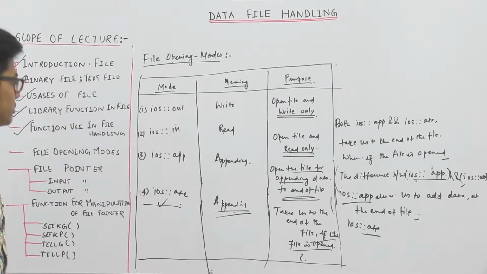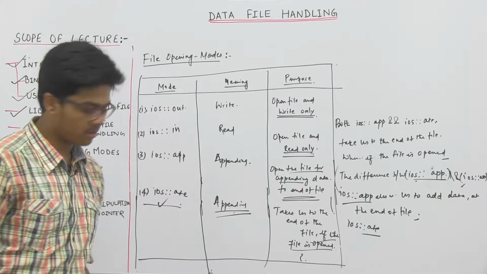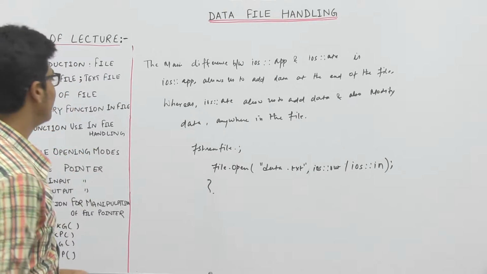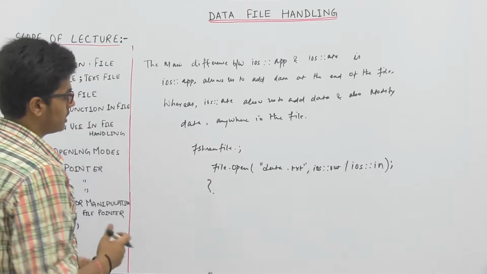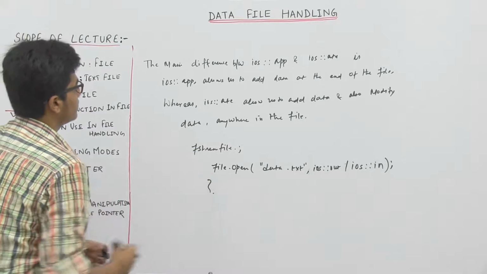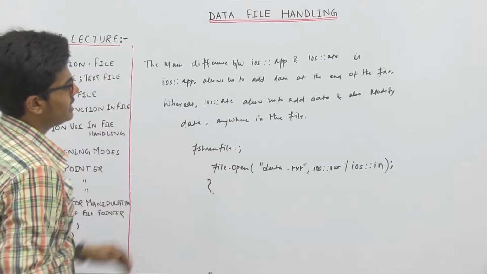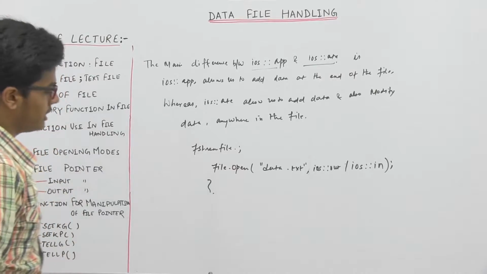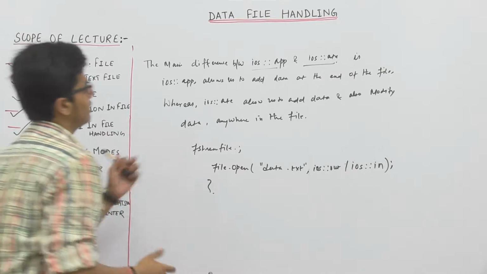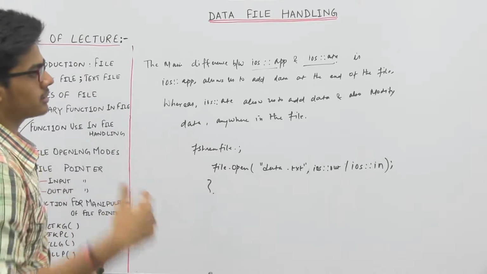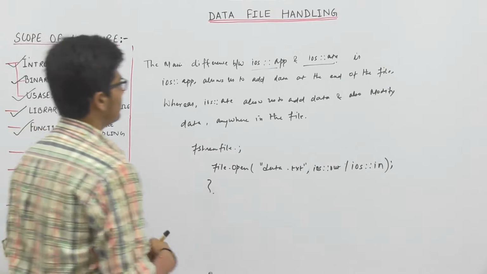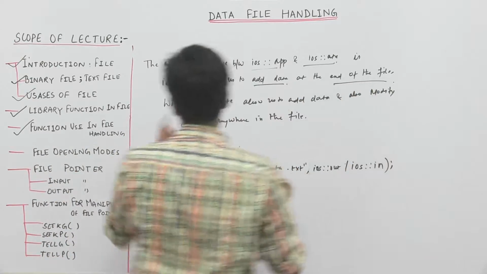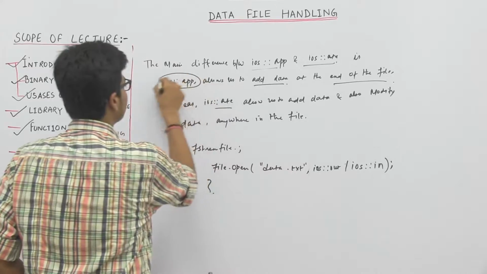So here are the four different file opening modes. We already studied the different types of file opening modes: ios::out, ios::in, ios::app, ios::ate. In that table we see that ios::app and ios::ate have similar features, since both take us to the end of the file. So what is the main difference between them? ios::app is allowed to add data at the end of the file.